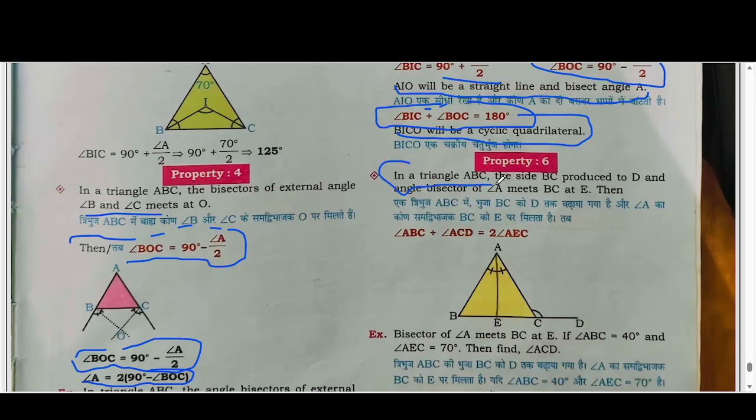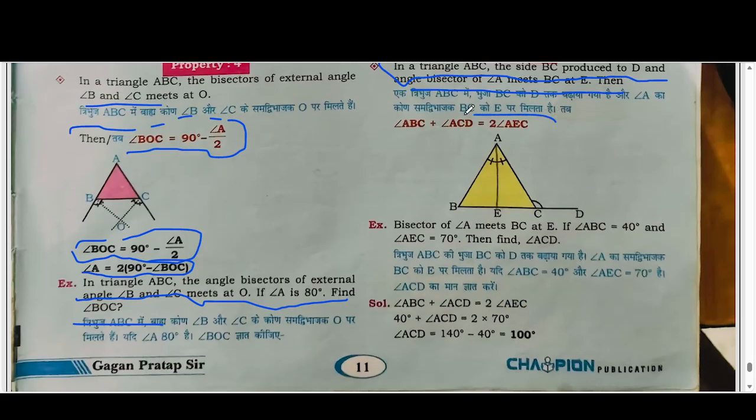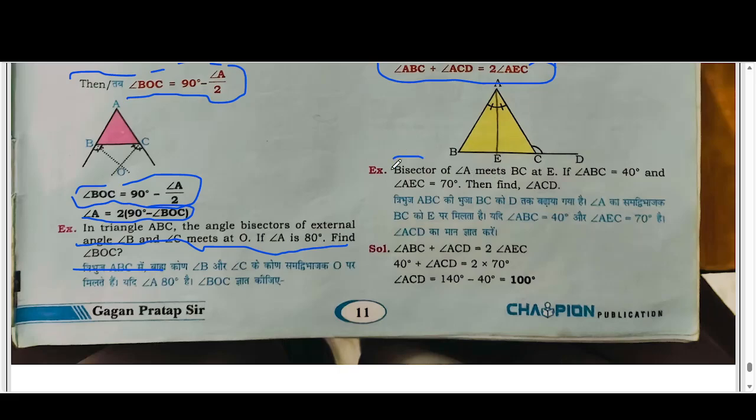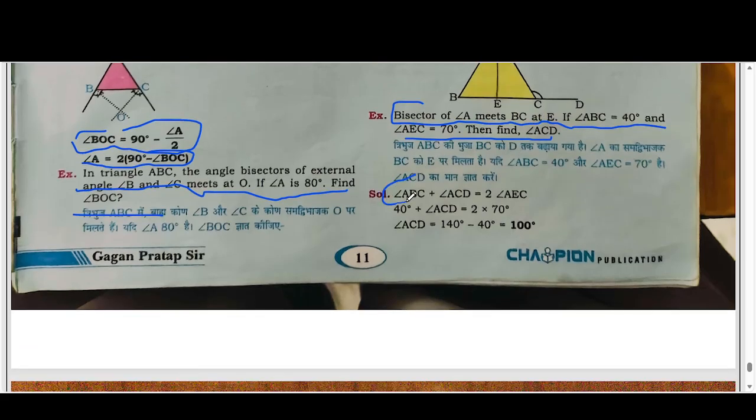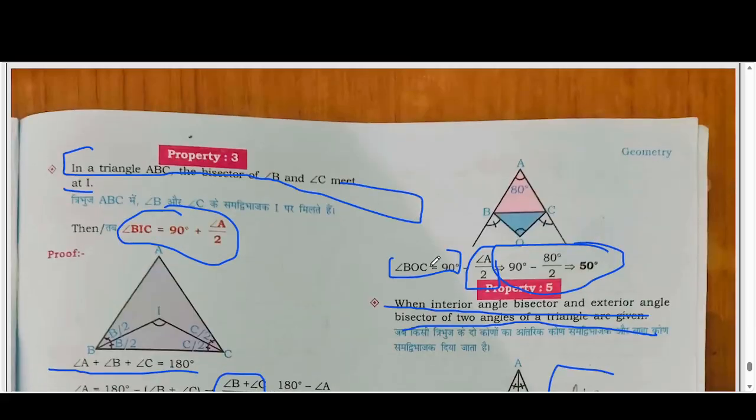In triangle ABC, side BC is produced to D and the bisector of angle A meets BC at E. Then angle ABC plus angle ACD is equal to 2 times angle AEC. If the bisector of angle A meets BC at E, angle ABC is 40 and angle AEC is 70, find angle ACD. ABC plus angle ACD is twice AEC, so 40 plus angle ACD is 140, and angle ACD is 100 degrees.